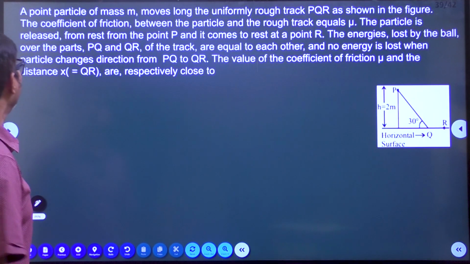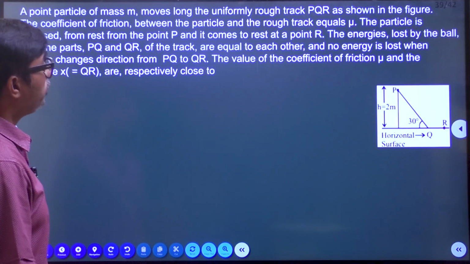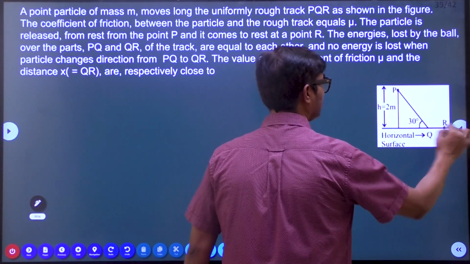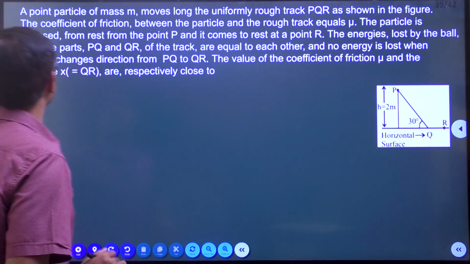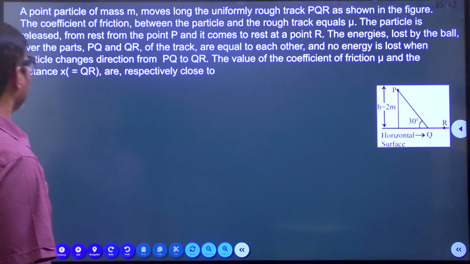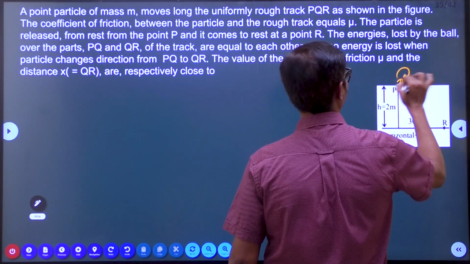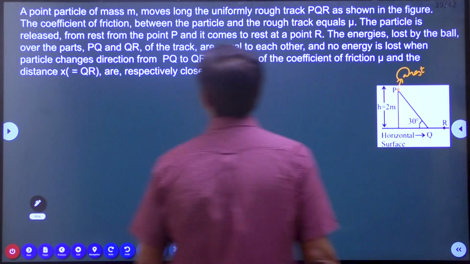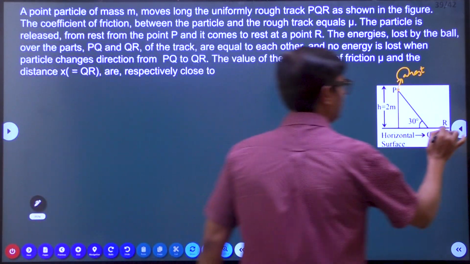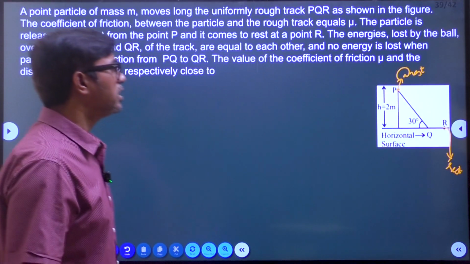Okay, next. A point particle of mass m moves along the uniformly rough track PQR. So PQR is a rough track. And what are they saying? The coefficient of friction between the particle and the rough track is mu. The particle is released from rest at point P. So here velocity is 0. Very good. And then it comes to rest at point R again. This is also rest, so the change in kinetic energy is 0 for the entire journey.